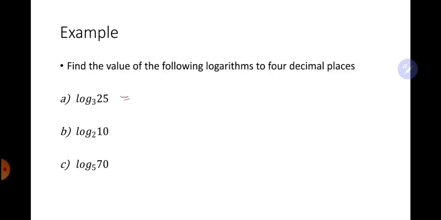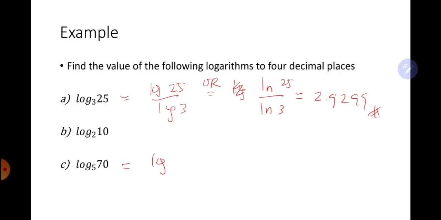Okay, so senang base 10 lah. So yang ni you guna formula tadi tu, you're going to get log 25 over log 3, ataupun ini akan sama juga kalau you guna ln 25 over ln 3. Okay, so you will get approximately 2.9299, ya. Ni kita buat C je lah.